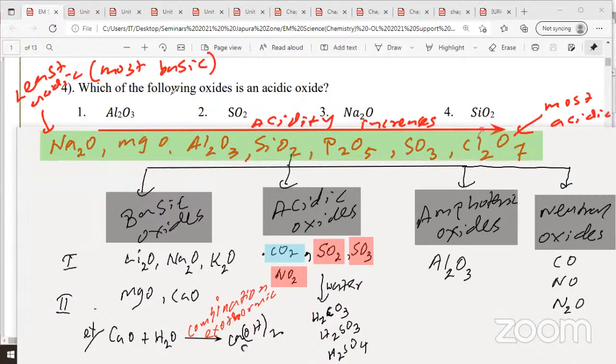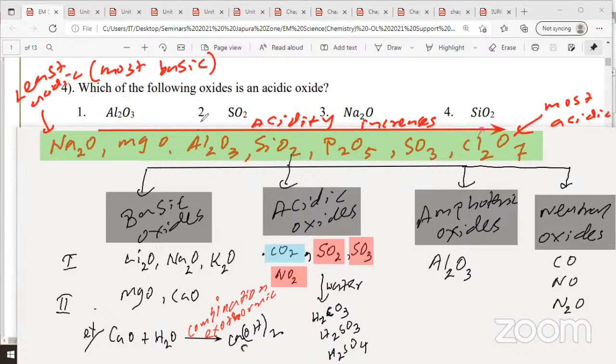Which of the following oxides is most basic? Which is most acidic? Which is least acidic? They can make 100 questions from this same knowledge. Or they can ask, what is the increasing order of acidity of the following oxides? Or which of the following oxides is amphoteric? Which of the following oxides reacts with water forming acids? Like that, they can ask many questions. So this is very, very important. You can put 3 stars near question number 4.